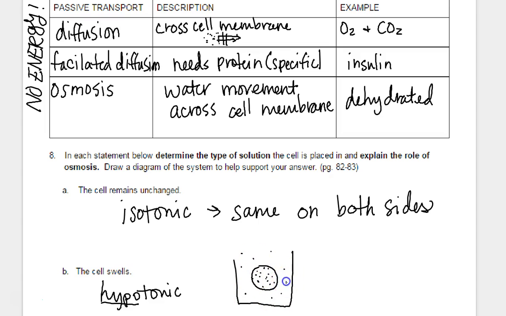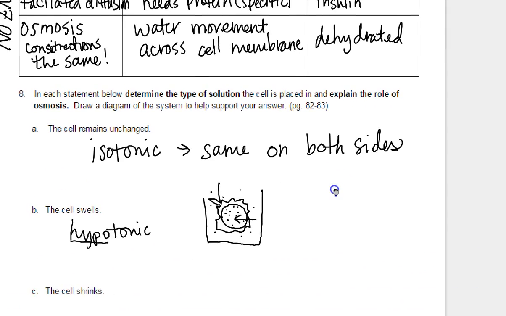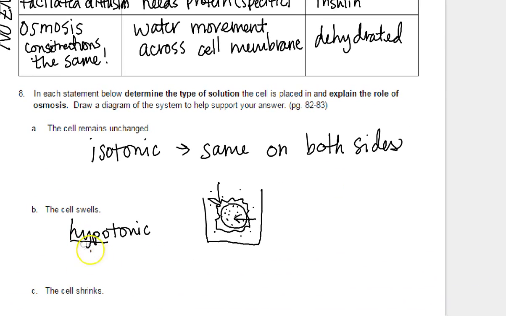So then water is going to start moving in, because the whole purpose of osmosis is to make the concentrations the same. The concentrations have to be the same. Okay, so water moves in, it causes the cell to get bigger and bigger and bigger until maybe it pops. Okay, and then the last type of solution is when the cell shrinks.